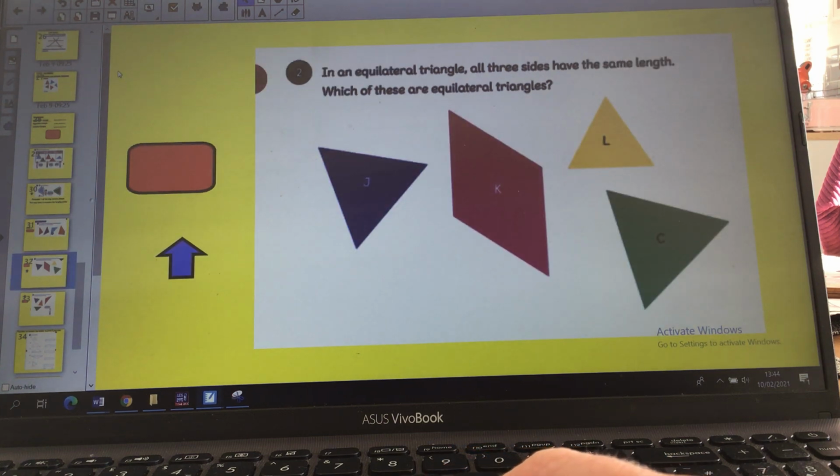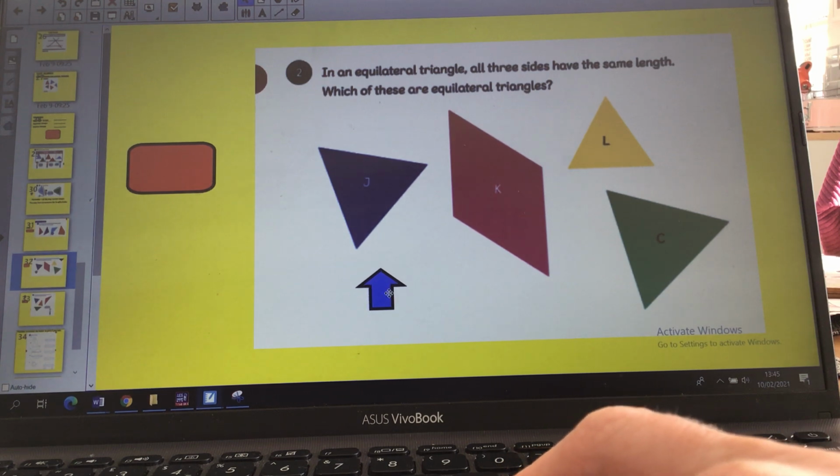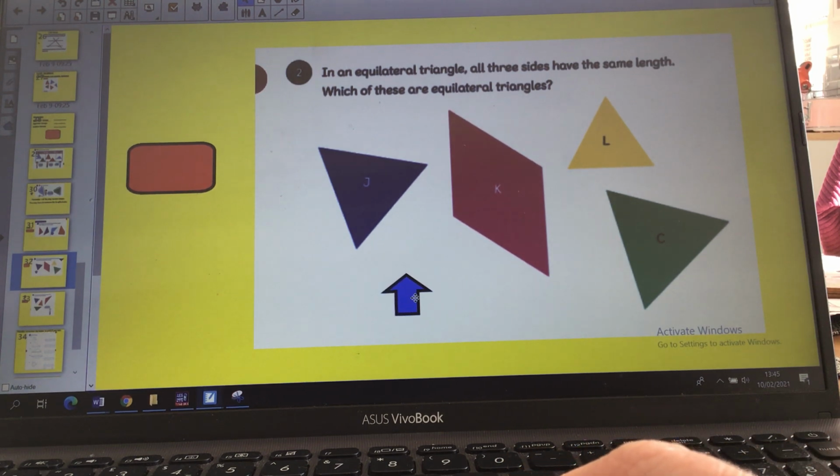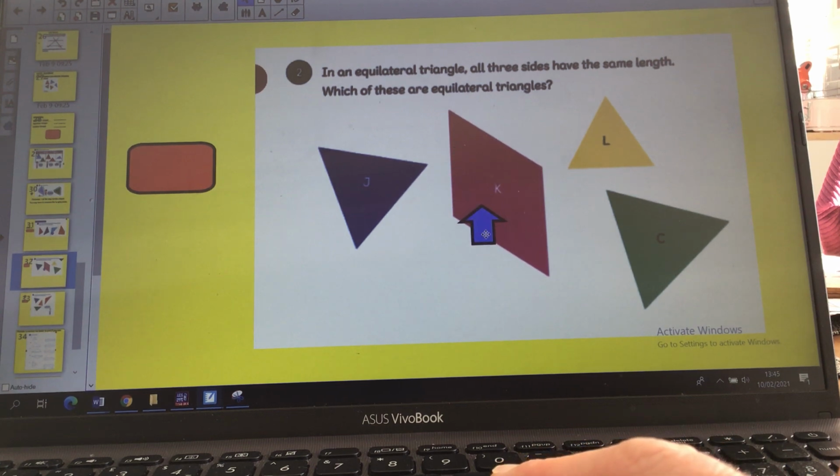In an equilateral triangle, all three sides have the same length. Which of these are equilateral triangles? Well, again, because we're working with triangles, which shape are you going to say? Let's just get rid of it straight away. I'm not even going to look at it because it's not a triangle. Yes, you're going to get rid of this shape, K. K is a rhombus. It's a type of quadrilateral. We're moving on to those later in the week.